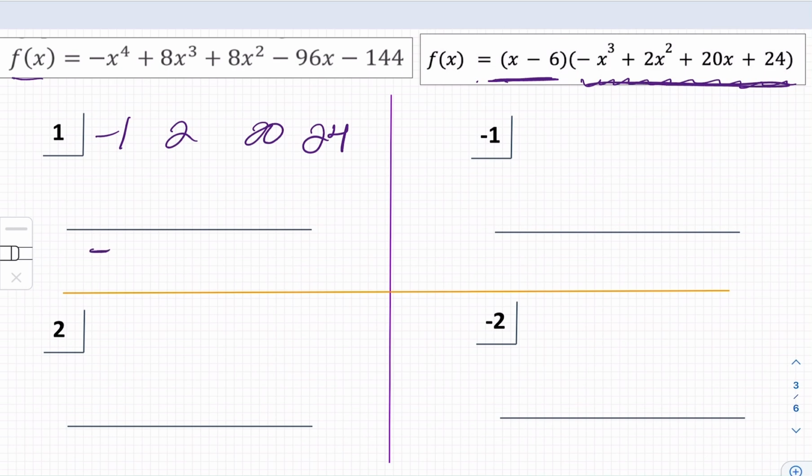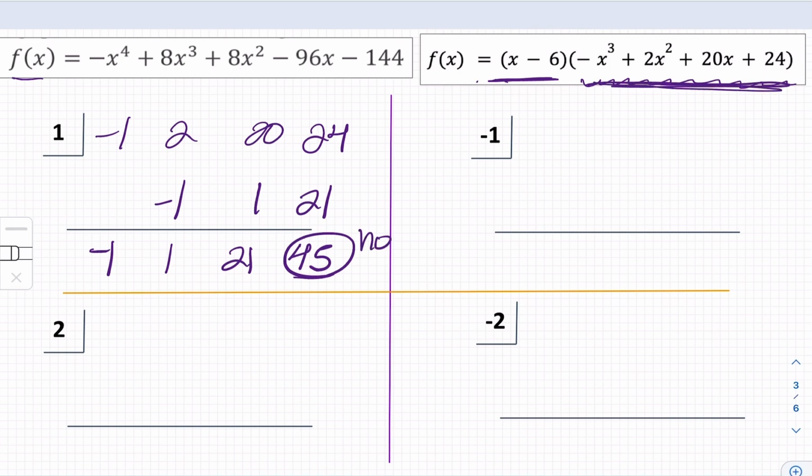All right, so you drop down your -1. 1 times -1 is -1. 2 plus -1 is 1. 1 times 1 is 1. This is why I always start with 1. It's super easy. 20 plus 1 is 21. And 1 times 21 is 21. Very exciting. And so 24 plus 21 is 45. So we didn't get a 0 right there. So that's not one of the factors of this cubic function here.